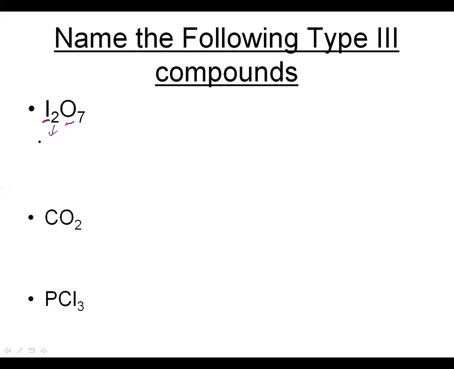So if we look at the I, it is two of them, so the prefix is di. 7 is hepta. And we want to put those together. We're just going to take the full name of the first one, so this is going to be diiodine. In this case, the two I's together should be okay. And then we have hepta and oxygen becomes oxide, with the IDE at the end, just like normal.